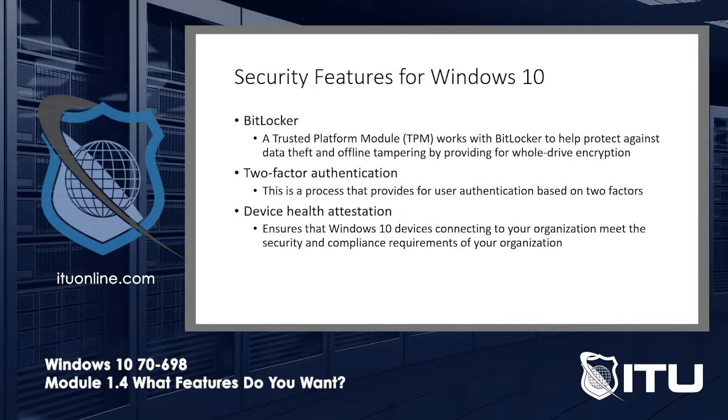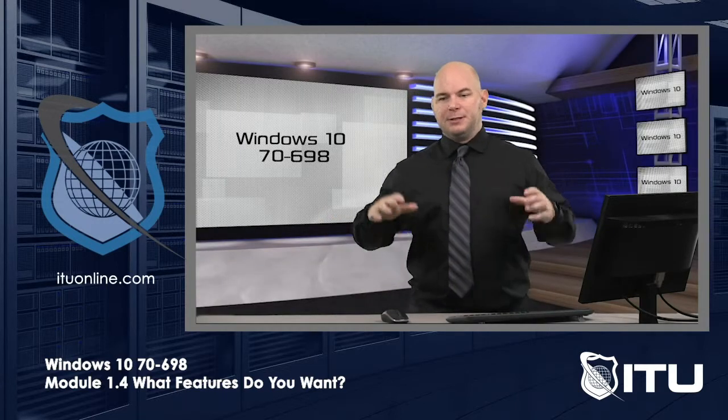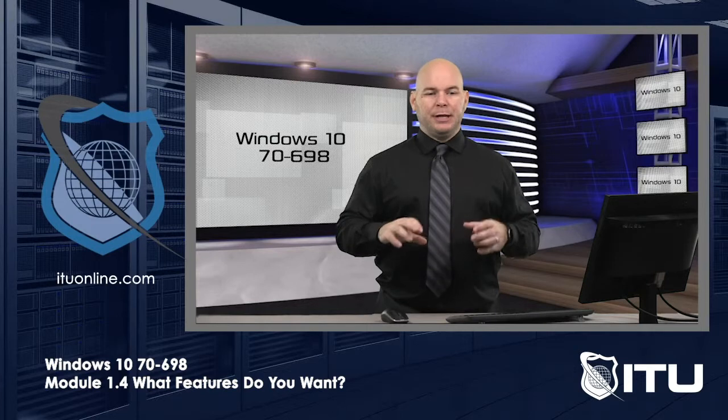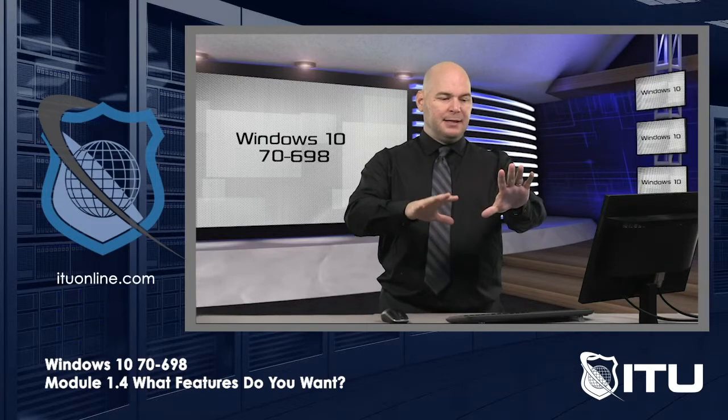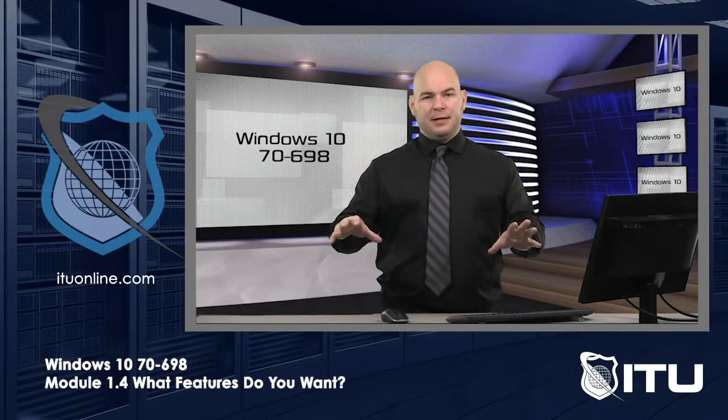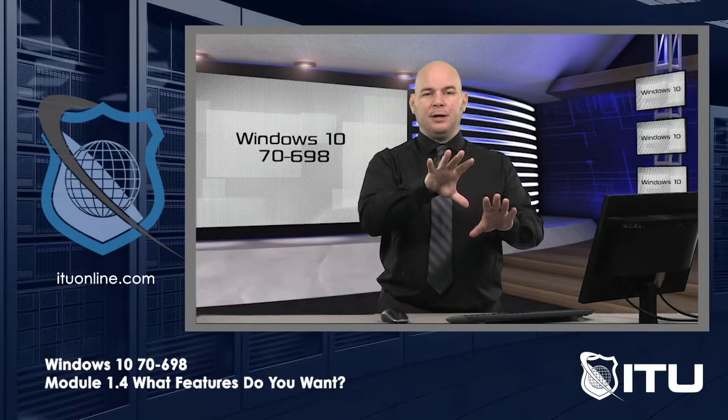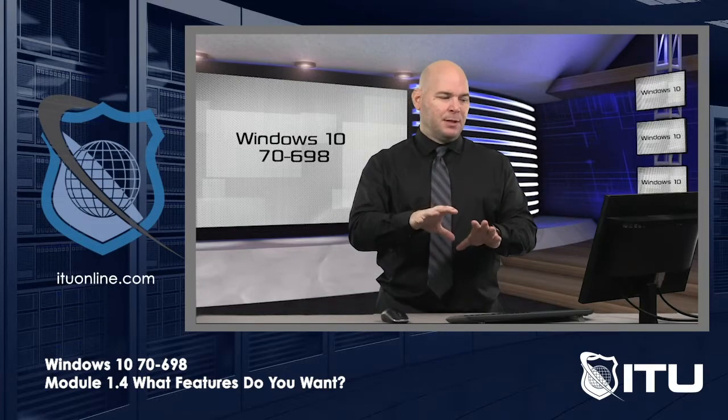We do get some security features for Windows 10. I touched on BitLocker a little earlier. We have something called a Trusted Platform Module, a TPM chip, and this works with BitLocker and it helps to protect against data theft. It also helps against offline tampering because it takes the drive and it can actually encrypt the entire drive. All right, now we're not going to get into encryption, and this is not a cybersecurity course, but encryption is taking plain text and jumbling it up and making it where they can't understand it without the key or how you jumbled it up in the first place.